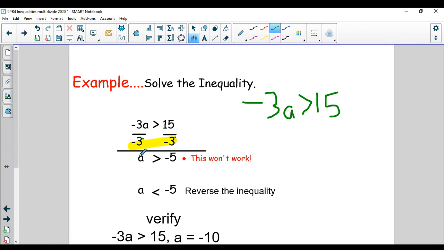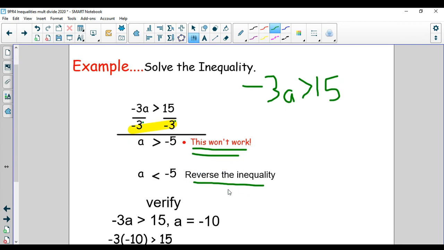A negative divided by a negative, very good, our variable is positive. 3 divided by 3 is 1. 15 divided by negative 3, a positive divided by a negative is a negative. 15 divided by 3 is 3. A is greater than negative 5. This won't work. I have to reverse the inequality. Why? Because I divided my left side and my right side by the same negative number. So therefore, my solution is going to be A is less than negative 5. We have to reverse the inequality.